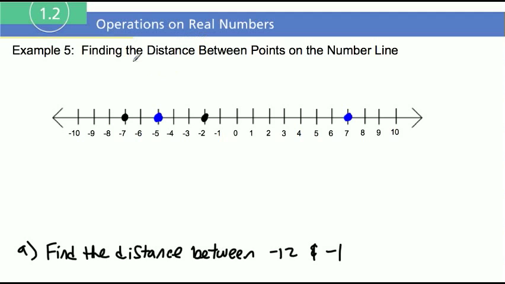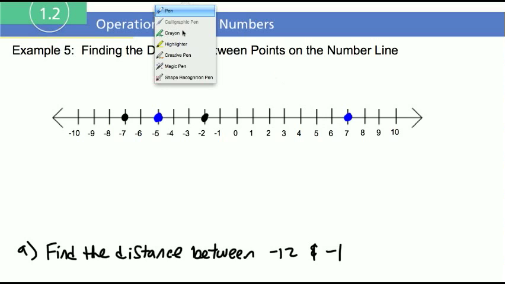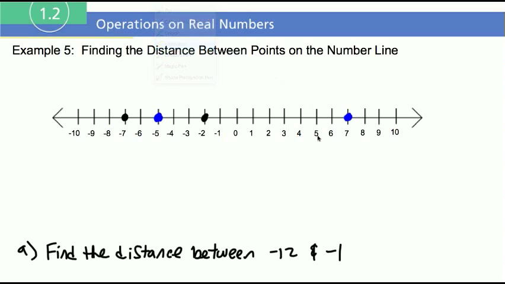All right, so in this example, we're going to find the distance between points on the number line. Let's take a look at our blue points right here. We have 7 and -5. Say I ask you, what is the distance between -7 and -5? What's that distance between those two?